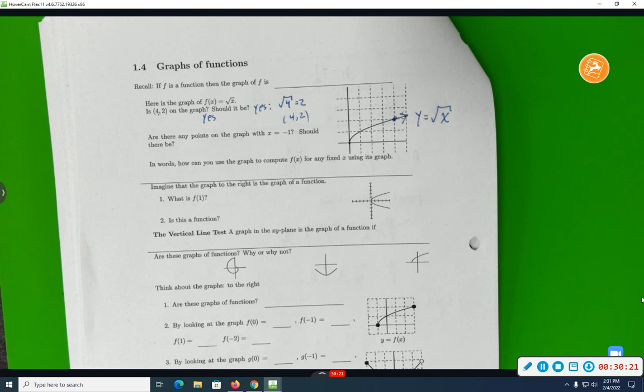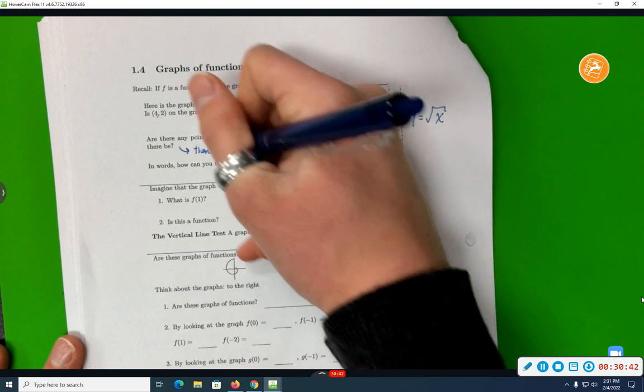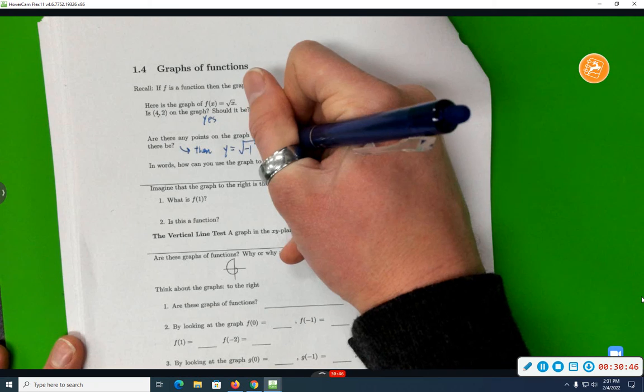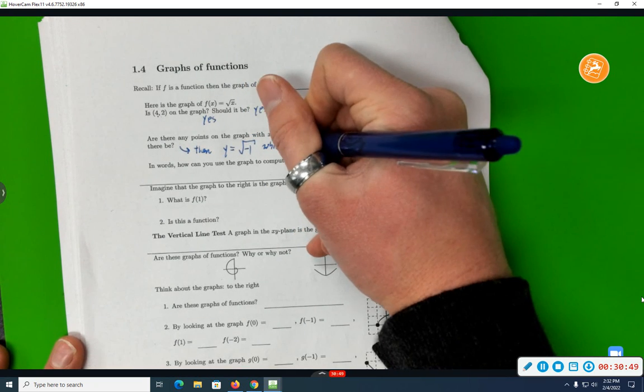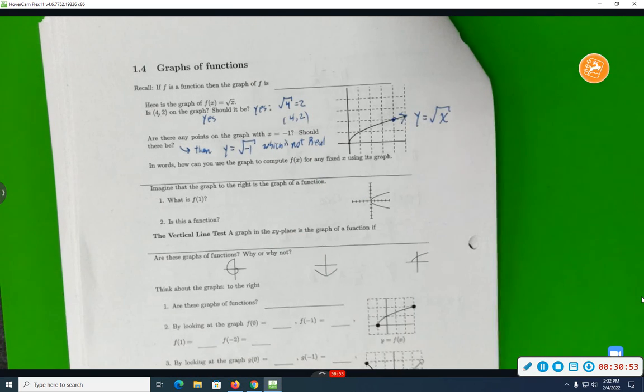Is there any point on that graph with x equals -1? No. Should there be? Why not? Yeah, you're not allowed to put any negative under a square root. If there was such a point, the y value would have to be the square root of -1, which, at least for us, let's say is not real. Cool.